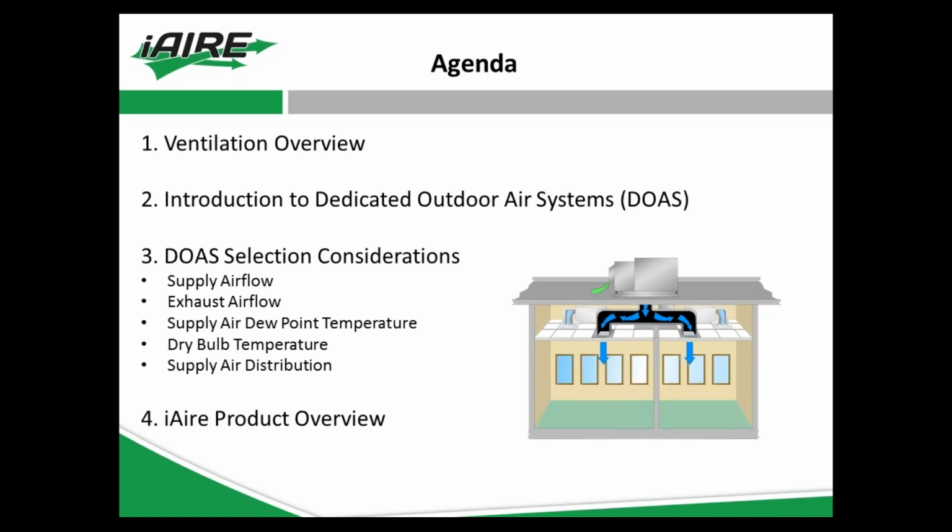Specifically, we'll go over how to choose a supply airflow, exhaust airflow, the type of supply air that you want, depending on dew point temperature as well as dry bulb temperature, and then also supply air distribution, so whether it's being distributed to multiple spaces or to one large space.